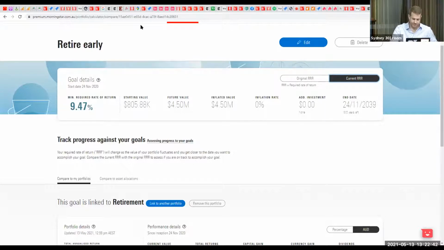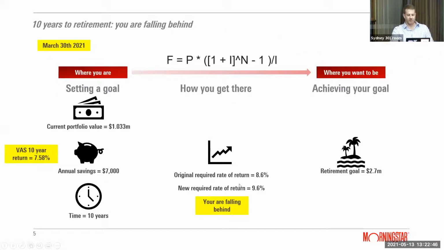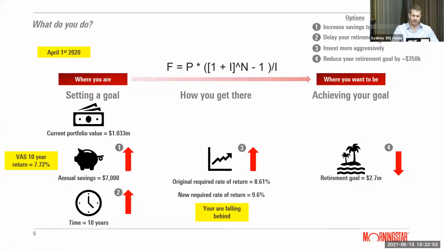All right. We'll go back here. Okay, so this is an example. So now it's 9.6%. You're falling behind. You know that. What do you do? Well, you've got a couple different options here. And because this is just math, all we're doing is rearranging the formula.